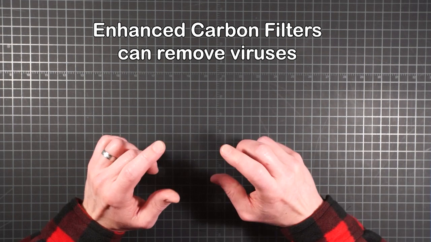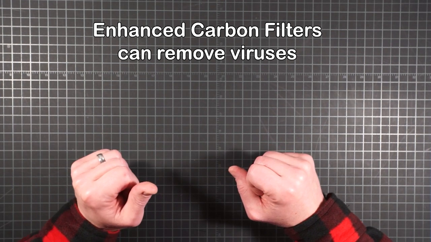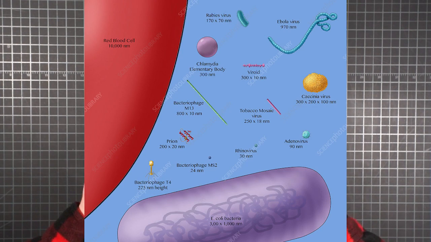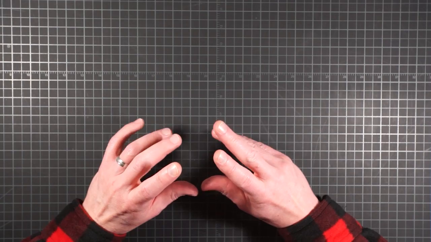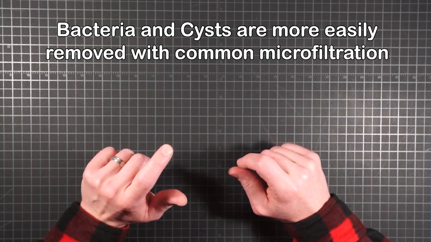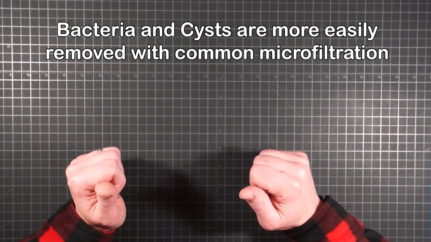Adsorption media can, if suitably enhanced, pull tiny viruses from your water. But bacteria are very much larger than viruses, and cysts are even larger still. Giardia can be 150% the size of the red blood cells shown in this diagram. Fortunately, by virtue of that greater size, bacteria and cysts are removable with common microfiltration.